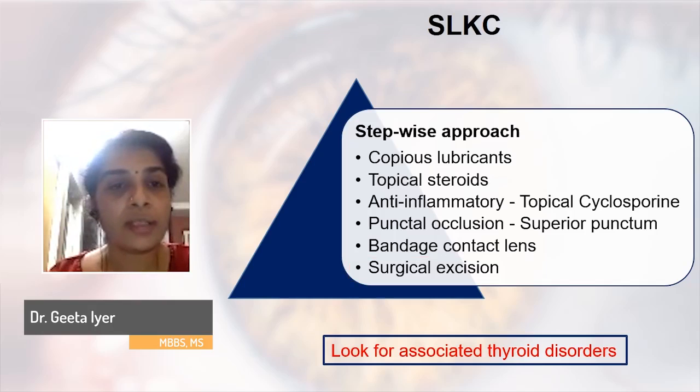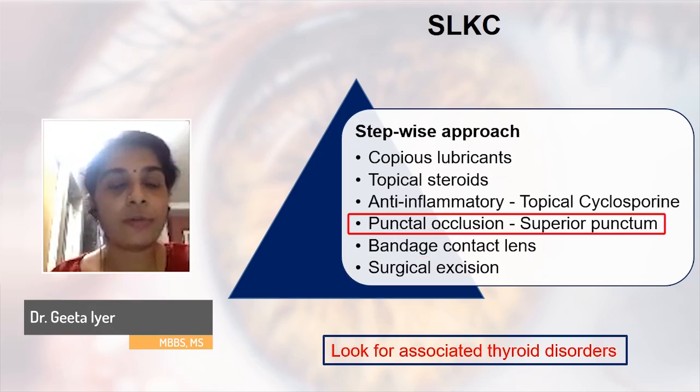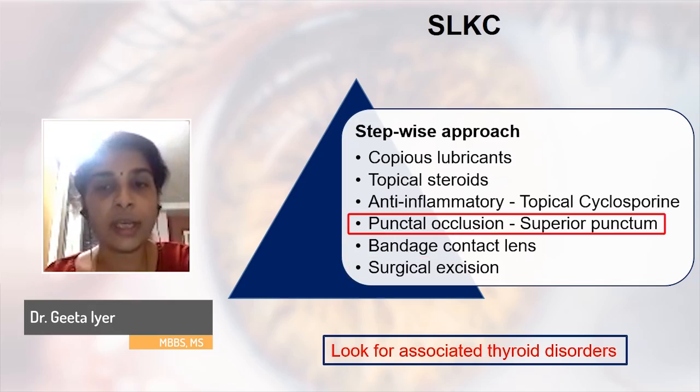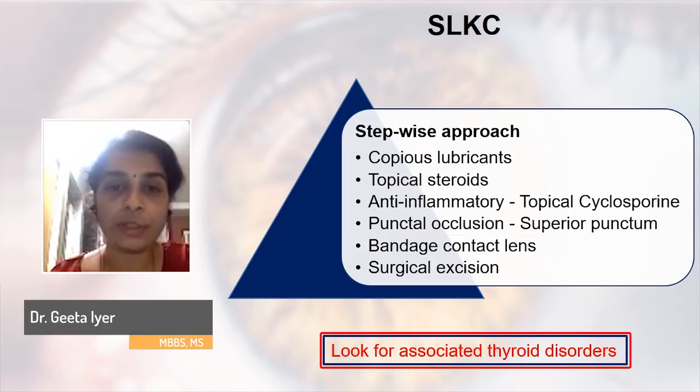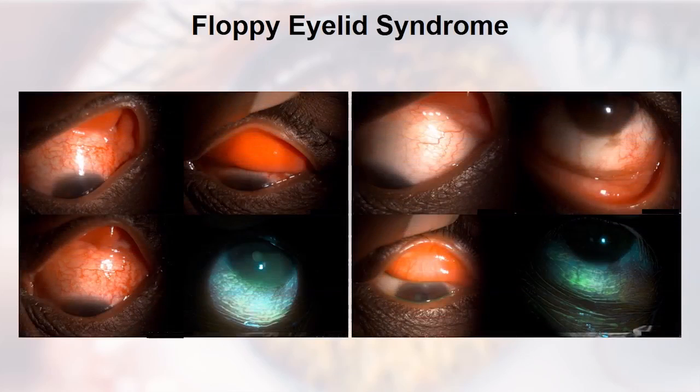Apart from the modalities that I mentioned, punctal occlusion of the superior punctum is something that can help the symptoms in these patients by improving the tear lake in the superior cul-de-sac. We use large diameter bandage contact lenses to prevent the rubbing of the upper lid on the superior bulbar conjunctiva. And the last option is surgical excision. In patients with SLKC, we also look for an associated thyroid disorder. The other interesting situation that is associated with papillary conjunctivitis is floppy eyelid syndrome.